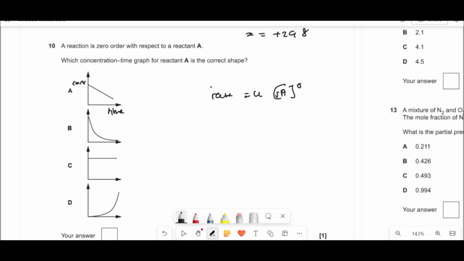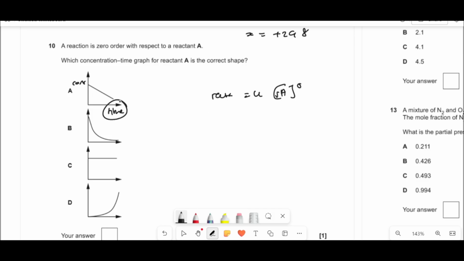We're looking at concentration and time, okay? So if the concentration is going down with time, because it will react, and the rate stays the same, then that's what it's going to be. Because if it was, for example, first order, then as this concentration goes up, the rate would go up, but as this concentration goes down, the rate would go down, right? It'd be less steep.